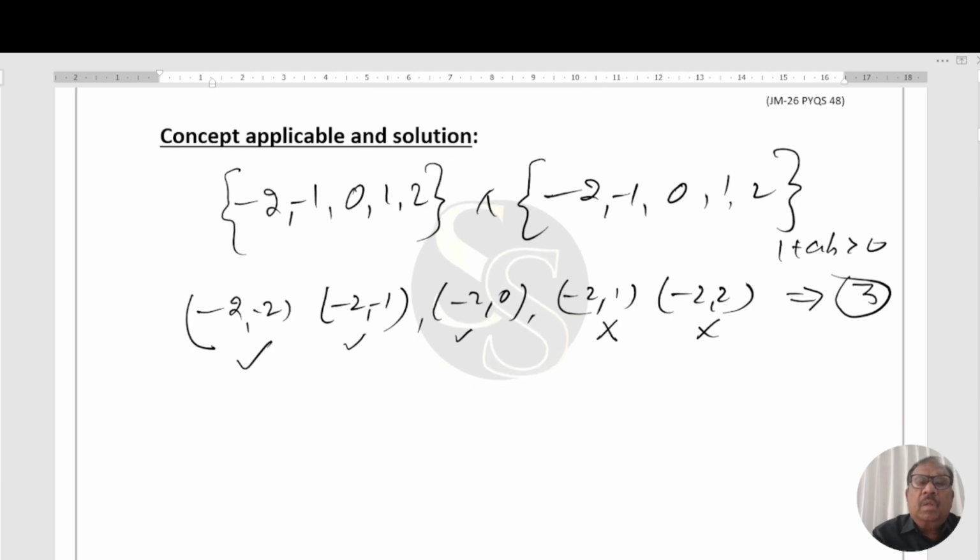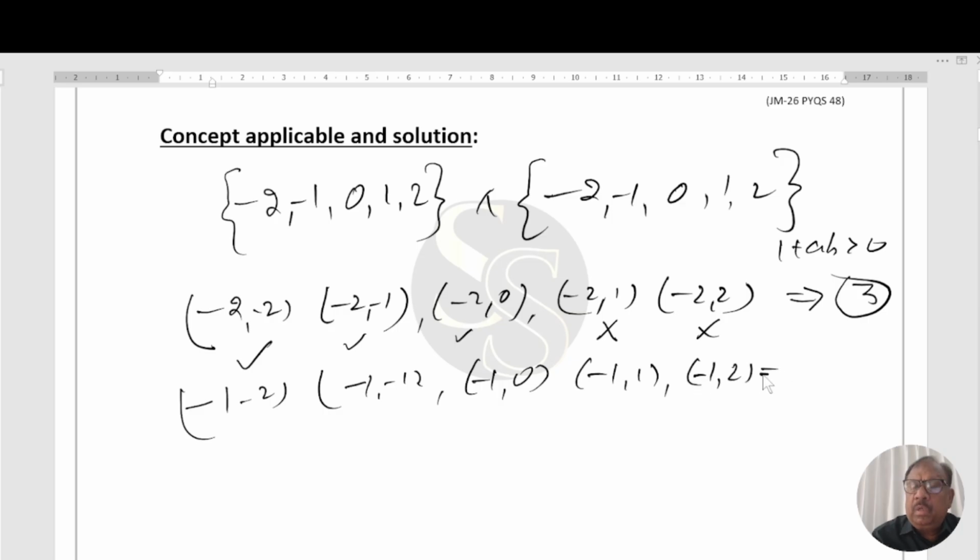Similarly, the second row: (-1, -2), (-1, -1), (-1, 0), (-1, 1), (-1, 2). Check in this case how many will come. 1 plus ab, this is a, this is b, so this is the correct one. This is the correct one. Then this is the correct one. This is wrong. This is wrong. 3 elements came in this row.